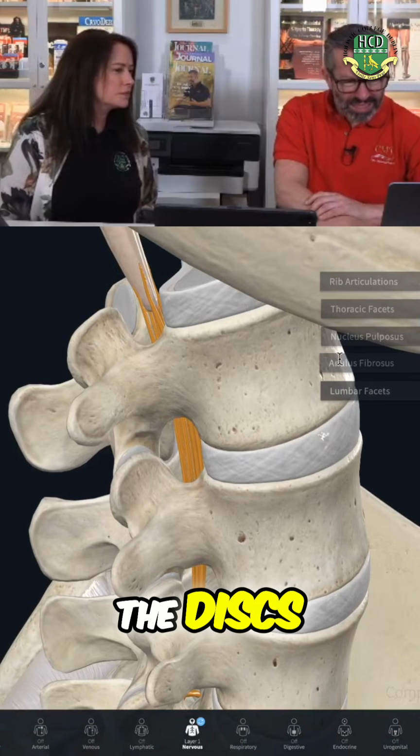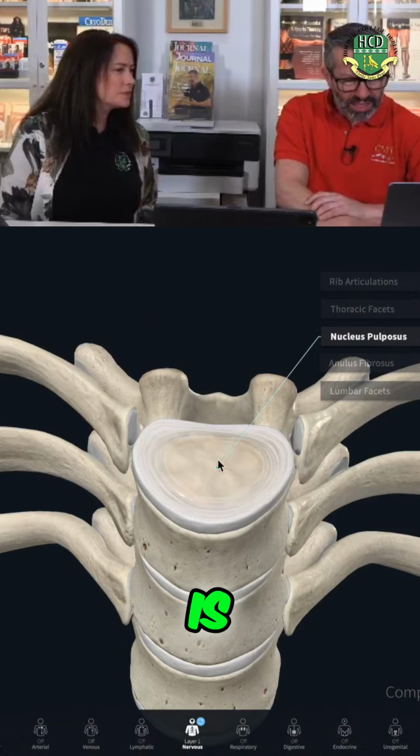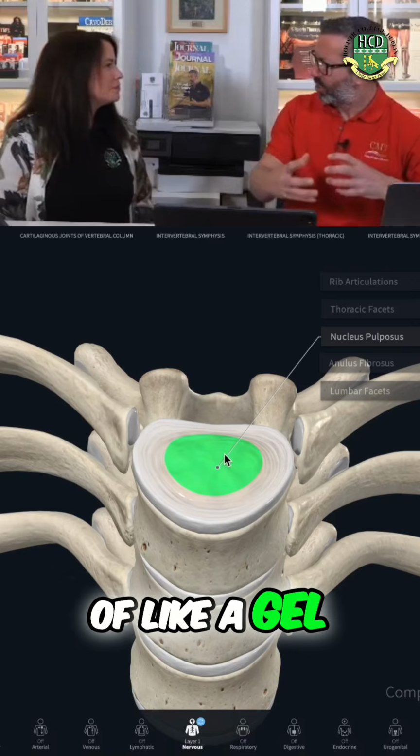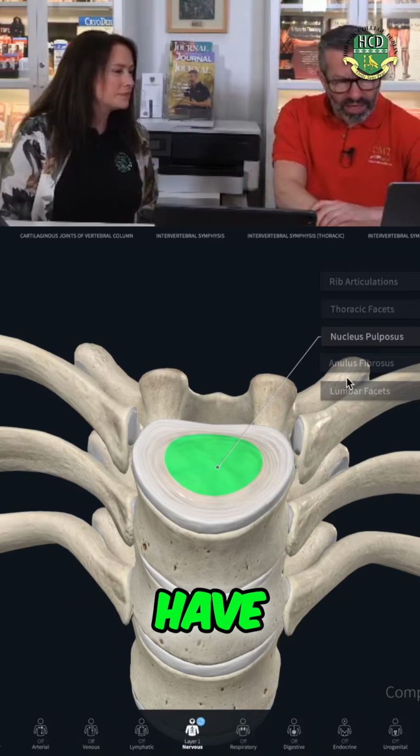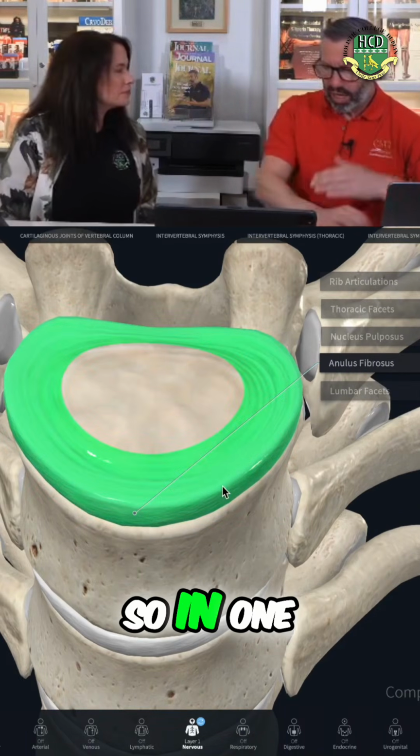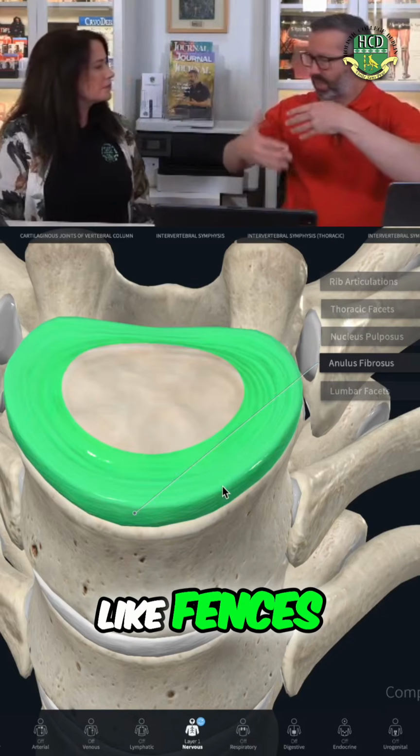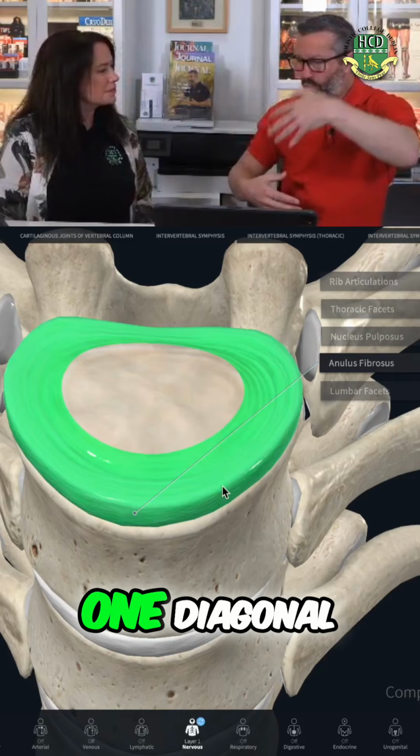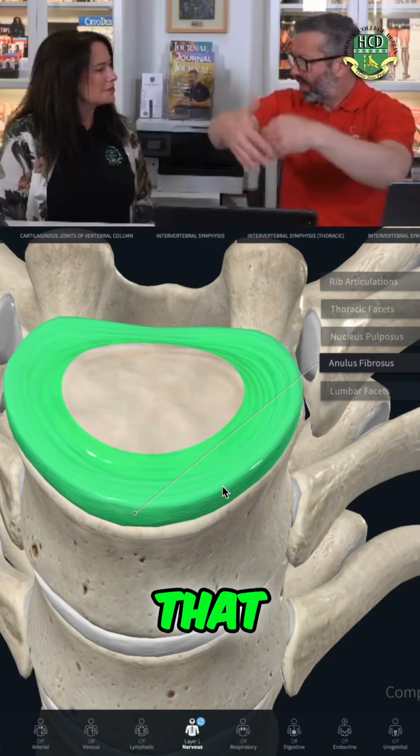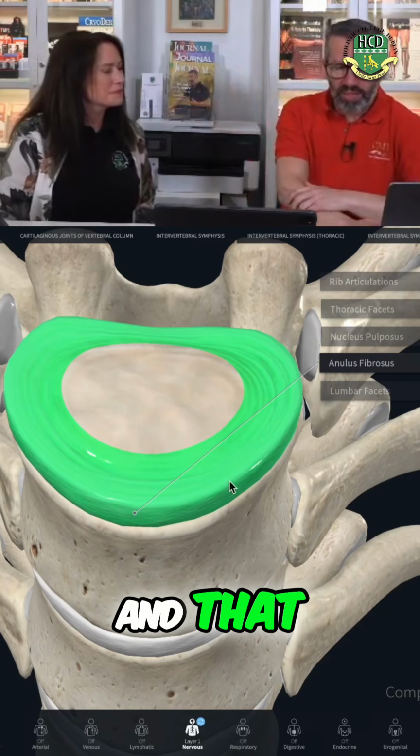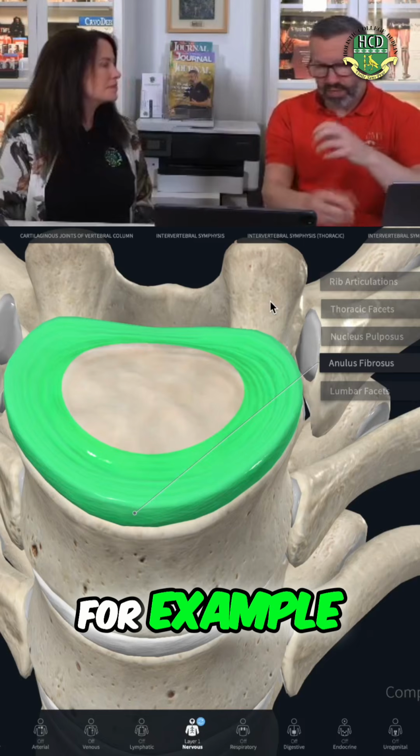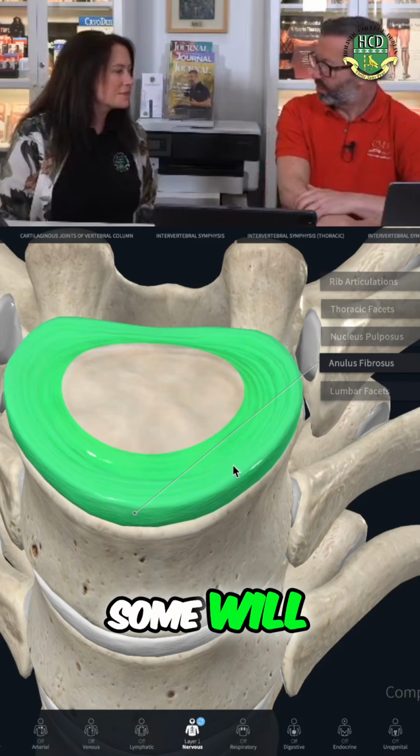Now we mentioned the discs. In the center of the disc is the nucleus, this part here, the nucleus pulposus, because it is kind of like a gel cushion sort of thing. And then we have annular fibers, and these go in alternating rings. In one layer, I always think of these almost like fences. They are angled at one diagonal, and the next layer is going at the opposite diagonal, and they go across and back like that all the way out to the surface. And that facilitates a certain amount of movement. So as the spine rotates, for example, some fibers will go slack and some will tension.